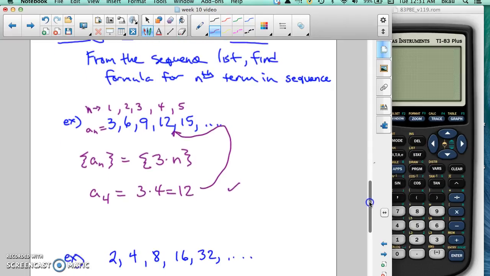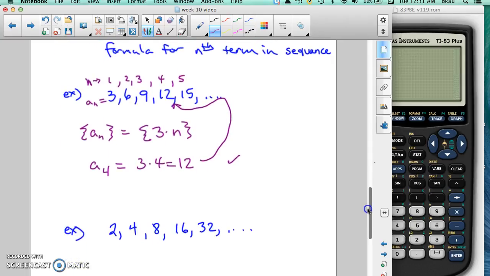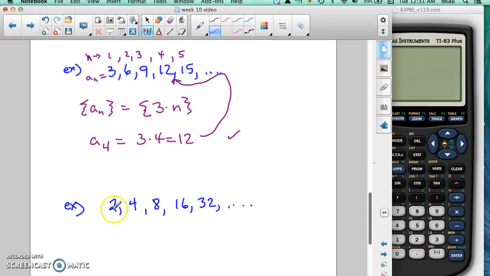Okay, my second example from this list is the values 2, 4, 8, 16, 32. Now let's look at the n values here on the top and see if we can find the pattern. 1 gives us 2, 2 gives us 4, 3 gives us 8, 4 gives us 16, 5 gives us 32.